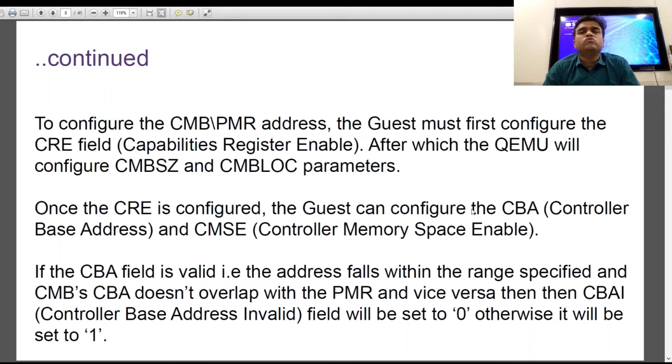If these two criteria are met, then there's one more field called CBAI, that is controller base address invalid. If the criteria are met, then the CBAI field will be set to 0. Otherwise, if it is invalid, it will be set to 1. So this is how the addresses are configured as part of the NVMe 1.4 enhancements for CMB and PMR.